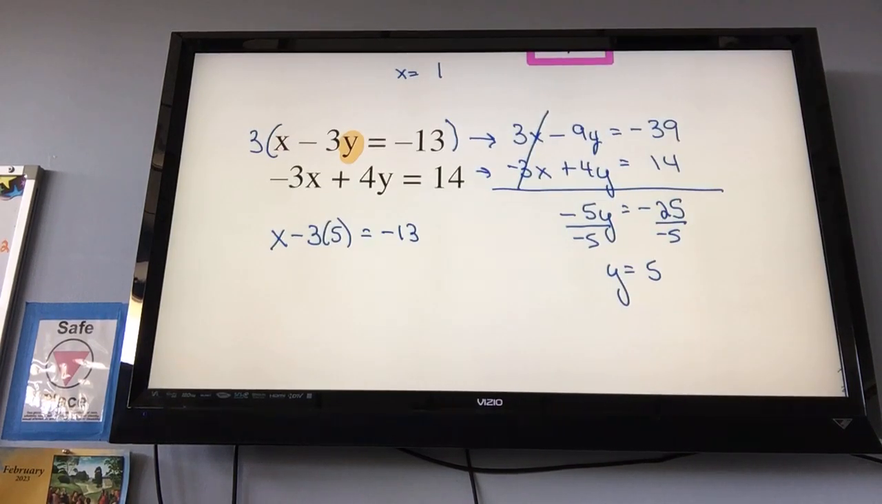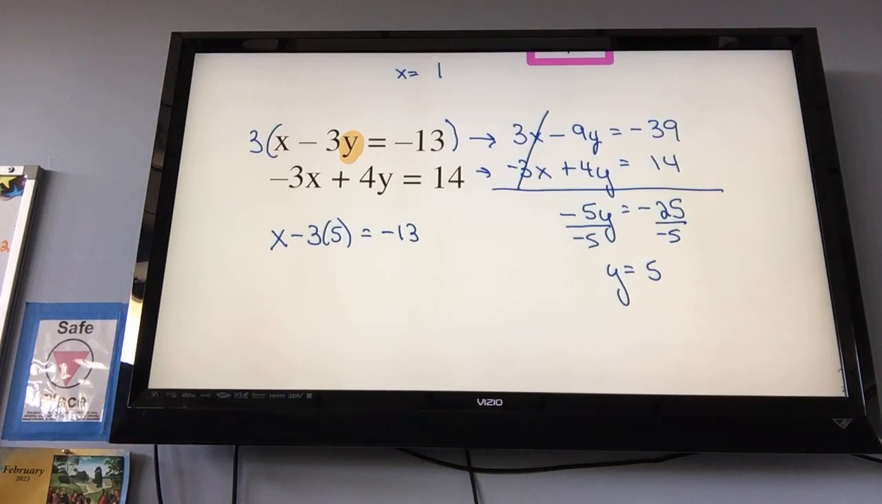Alright, how do you know which one's the best one to use though? When I plug this back in, on this one, because X doesn't have a number in front of it, I'm not gonna have to divide. That's how I know that one, but really, it's not like super better by any means.